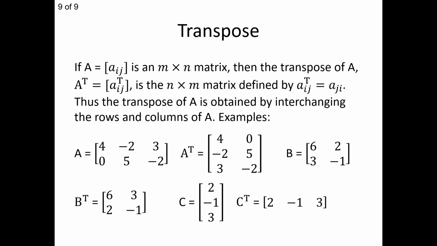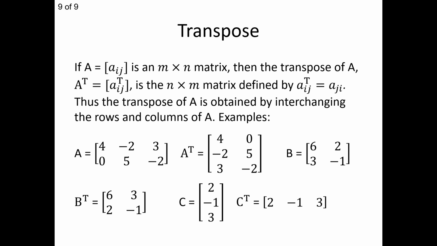Here's the easiest way to do this. You take each row and the elements in that row, and you rewrite them as a column, the first column. If I'm looking at A, I take the first row, which is 4, negative 2, 3, and re-express that as a column. So the first column is 4, negative 2, 3. Then my second row of A is 0, 5, negative 2. In my transpose, I write that as the second column, so it becomes 0, 5, negative 2. Again, it goes from a 2 by 3 to a 3 by 2 matrix.